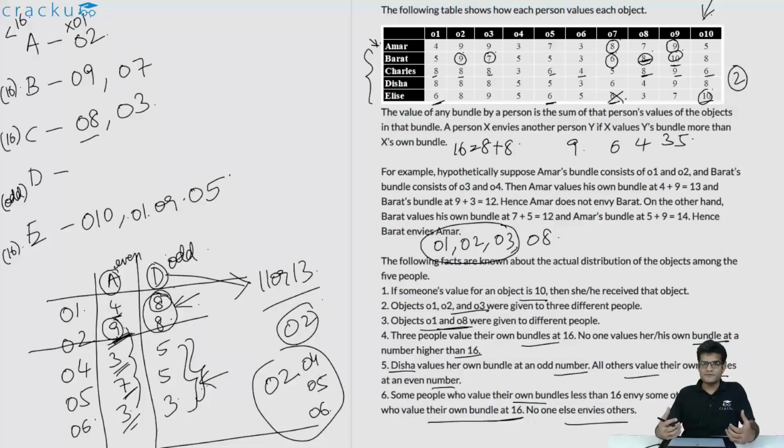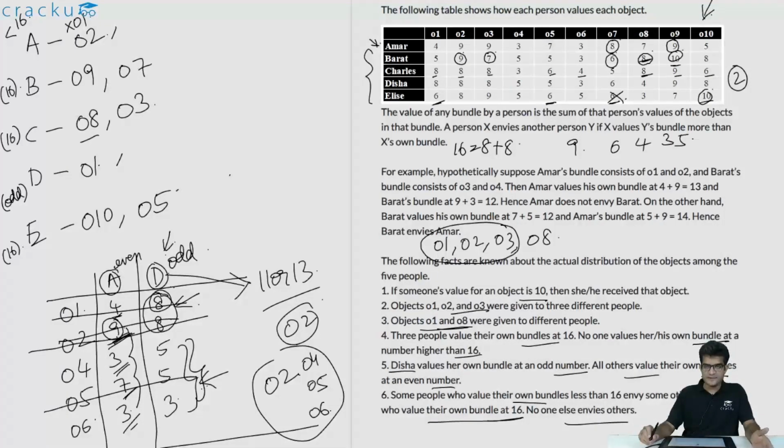For you to get the sum of two numbers to be an odd number, you should definitely have one even number and one odd number. If you are having two odd numbers, the sum will be even. If you are having two even numbers, the sum will be even. So if you want the sum to be an odd number, one of them should be even and one of them should be odd. Now if you are removing O2, only O1 is left according to Disha, which is an even number. This would imply that O1 has to belong to Disha. Now this would imply that in E's case, O5 has to belong to E. Now there are only two objects which are left, which are O4 and O6.